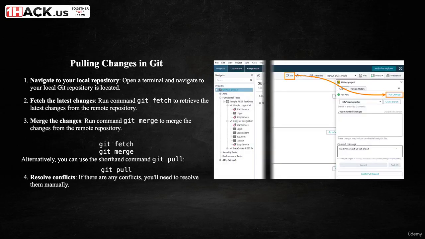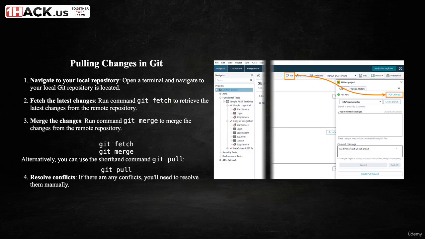In a Git-based development workflow, the process of pulling changes involves a few specific steps. First, you'll need to navigate to your local Git repository. Open a terminal or command prompt and make sure you're in the directory where your local repository is located. Next, you'll want to fetch the latest changes from the remote repository. You can do this by running the command git fetch. This will retrieve the latest changes from the remote repository without actually merging them into your local codebase.